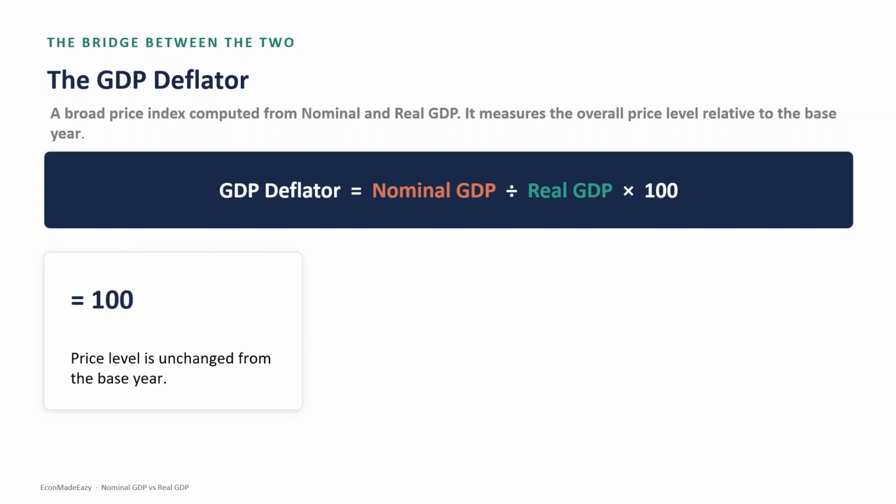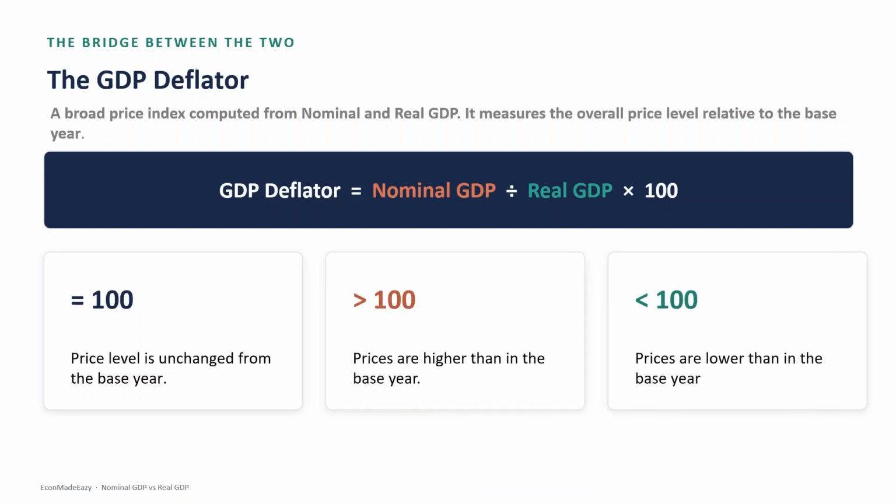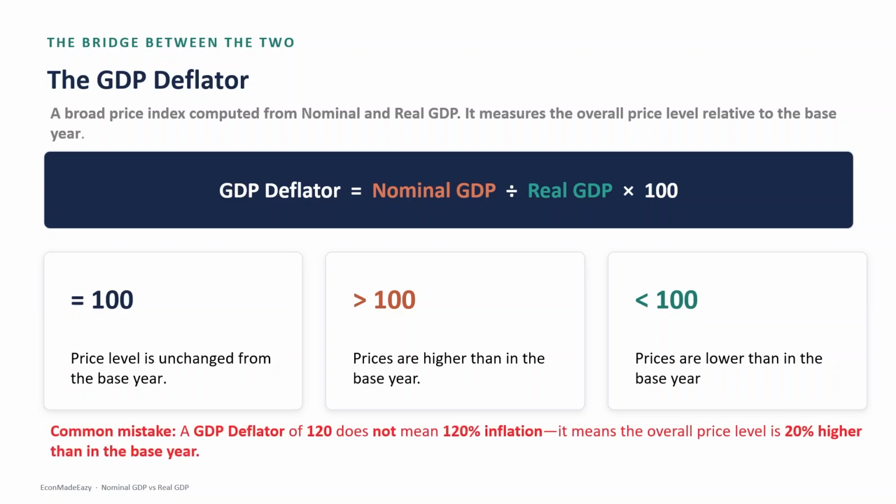So a deflator of 100 just means prices are at the base year level. A deflator greater than or lower than 100 would mean that the prices are higher or lower respectively. A deflator of, let's say, 120 means the overall price level is 20% higher than in the base year. But notice, the deflator tells us the price level relative to the base year. It doesn't tell us the inflation rate for a particular year.